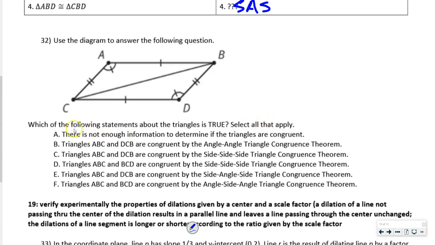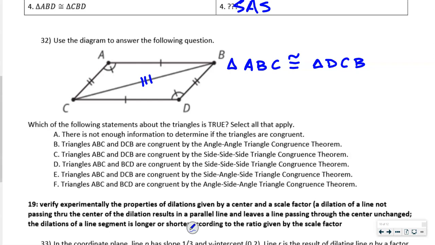Select all that apply. There's not enough information to prove. Okay, so let's just mark the shared side first, because that's always going to be true. You know what? Let's just write a congruent statement. So we got the angle, then we go across the one tick side, and then ABC is congruent to what? So we're going to start with D, and then we went across the one tick side, so that's DCB, right? Okay, so now ABC, DCB.